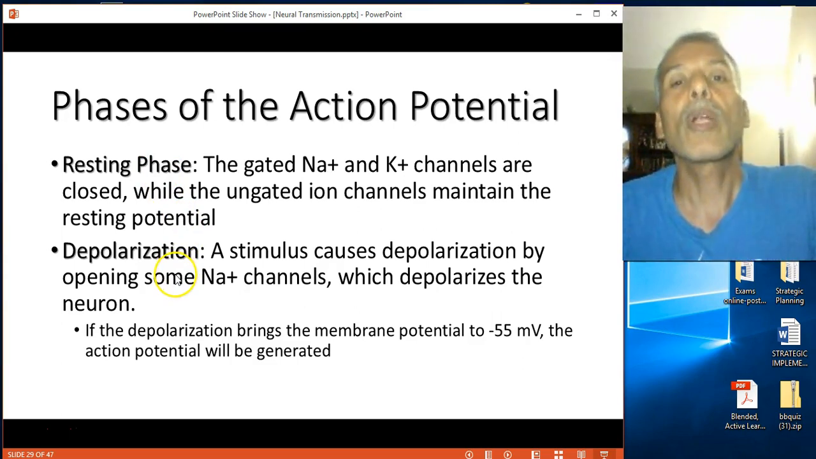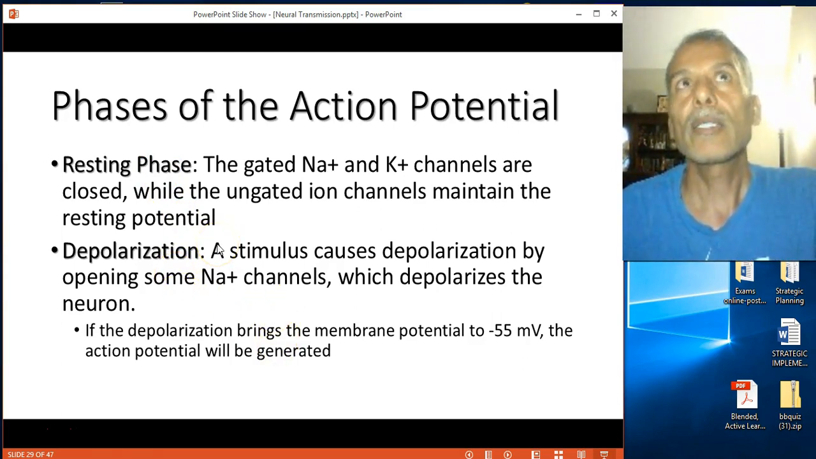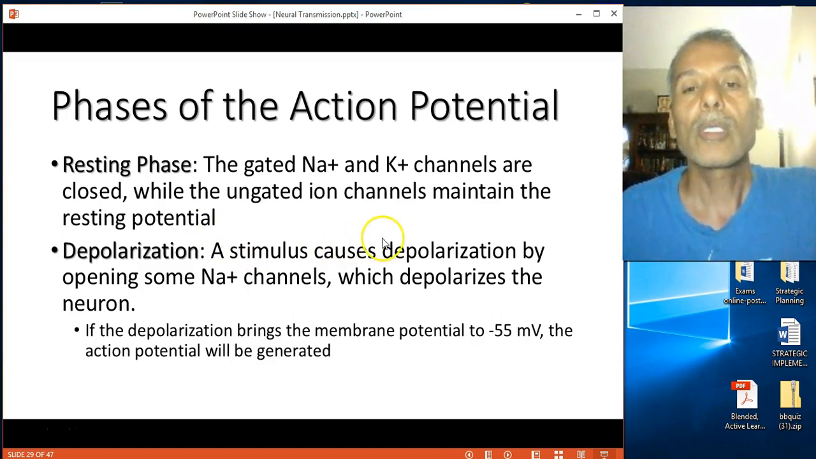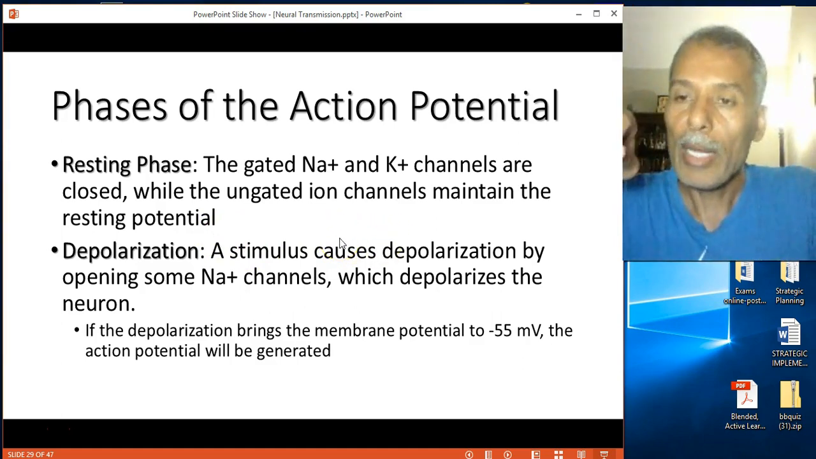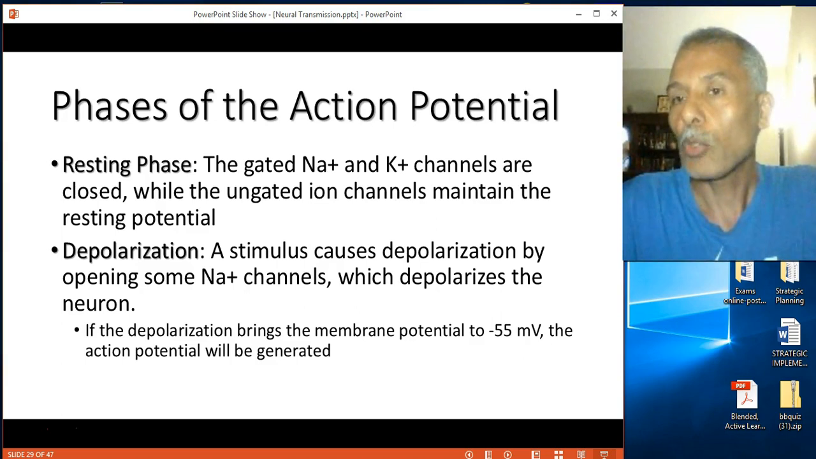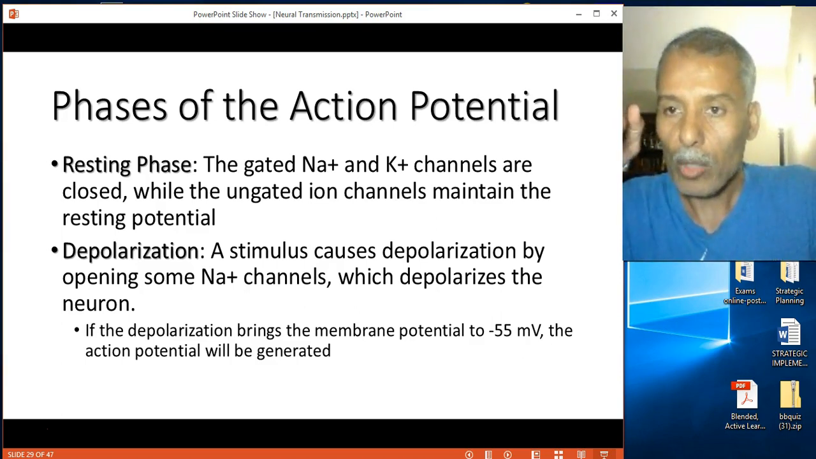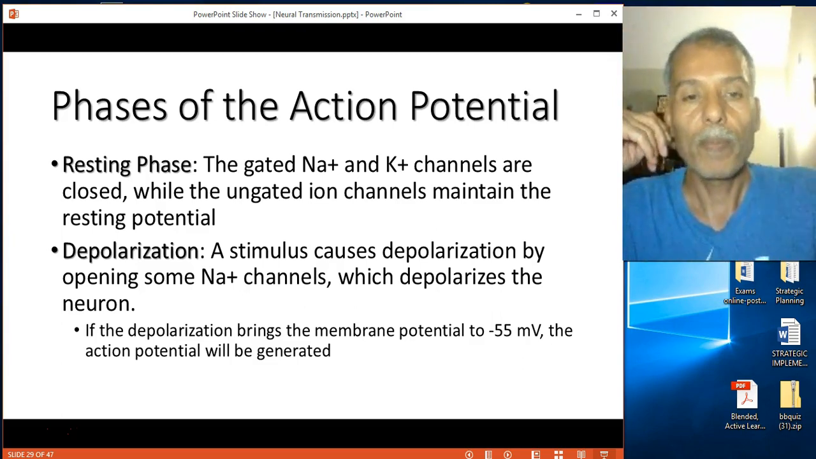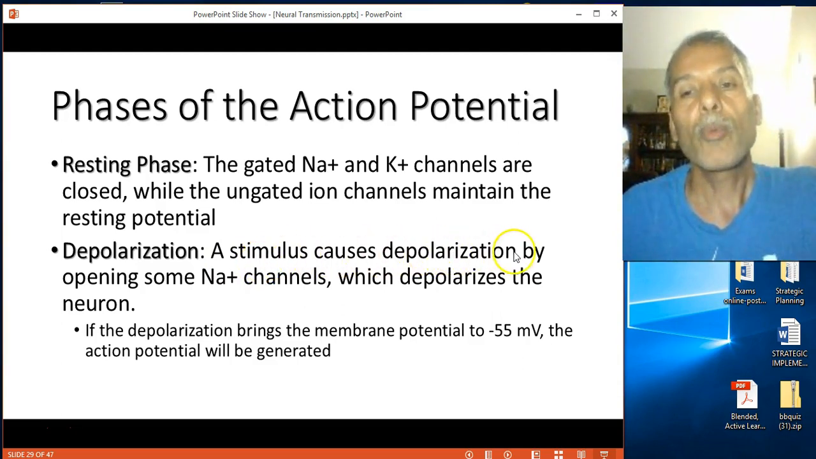Then the next phase is the depolarization phase. You have a stimulus, like someone yells or speaks, or you hear a noise. That stimulus causes a neurotransmitter to bind to a receptor channel in the synapse, in the postsynaptic terminal. That neurotransmitter will dock on the channel and open the gate to allow sodium in. So a stimulus causes depolarization, bringing in more positive charges by allowing in sodium, by making sodium channels open.